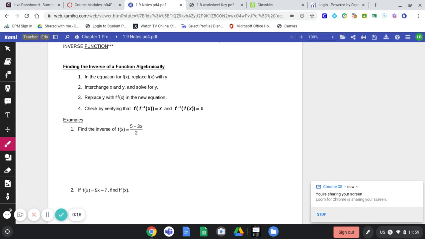So in order to find the inverse of a function algebraically, if it starts with f of x, you're first going to replace f of x with y. Very simple step because these are the same thing.